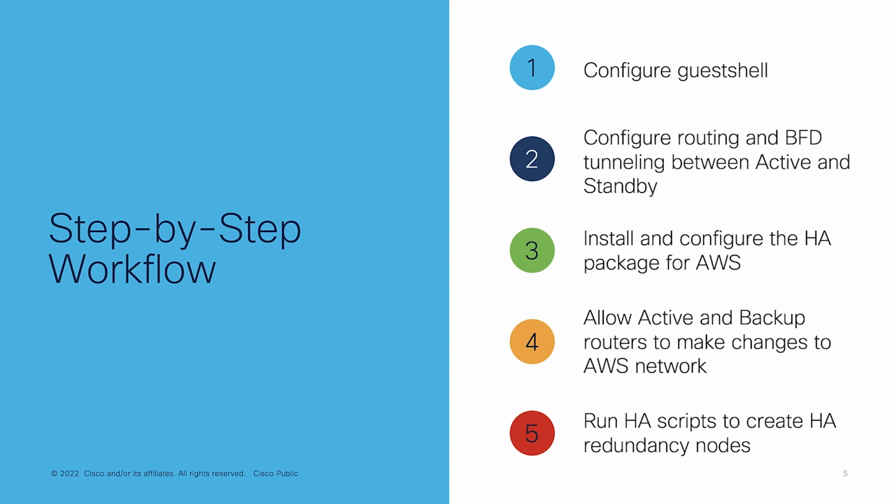Once we do that, we'll allow the active and backup routers to make changes to the AWS network by creating an IAM role and attaching it to the EC2 instances. And then we'll run the HA scripts and create an HA redundancy node between the two c8KVs. These commands will be applicable to both the active and standby routers, so don't forget to apply these to both of them.